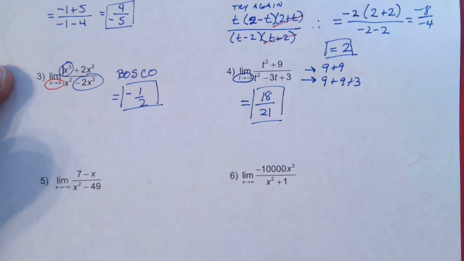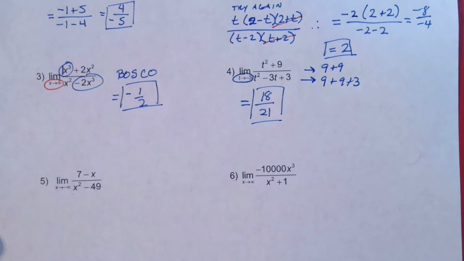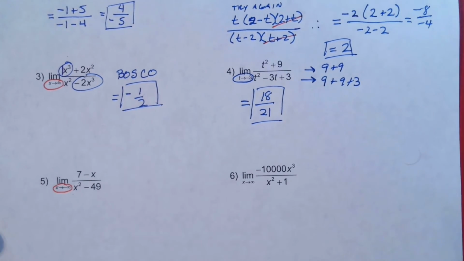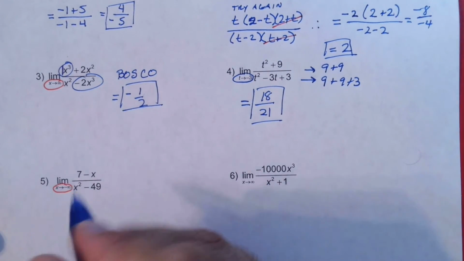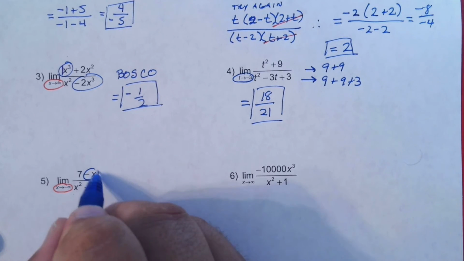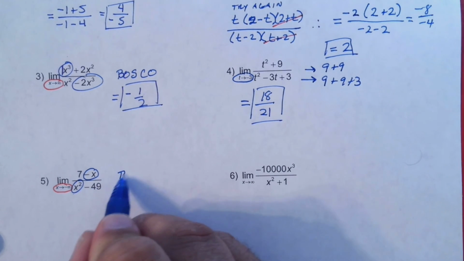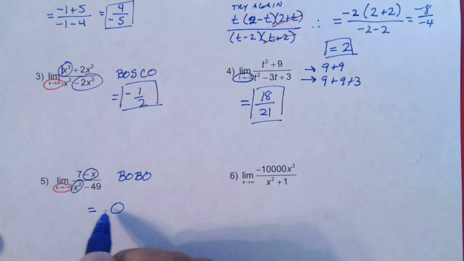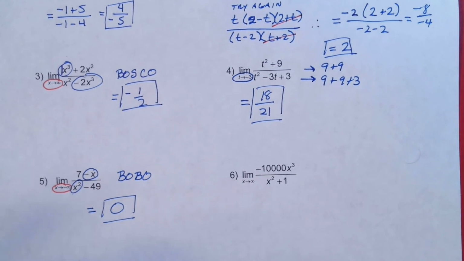For number 5 here, if we look at our question, notice once again that here we are approaching an infinity. And if I look to my highest powers of x, my highest power is bigger on bottom, so that means that my limit will be 0 as I approach an infinity.